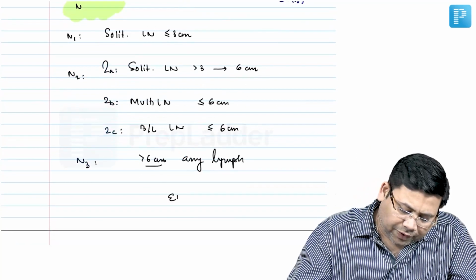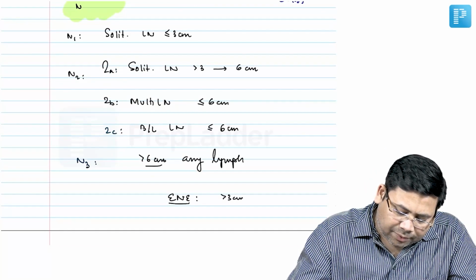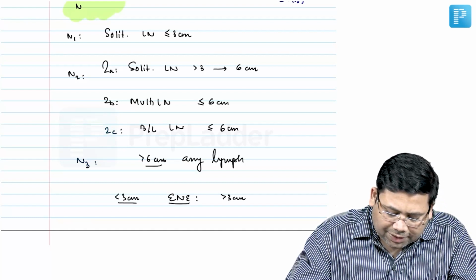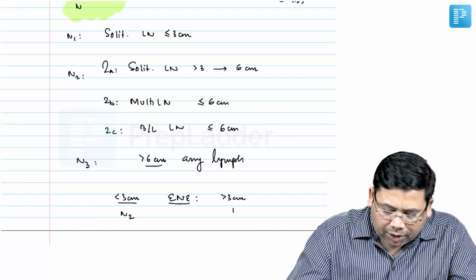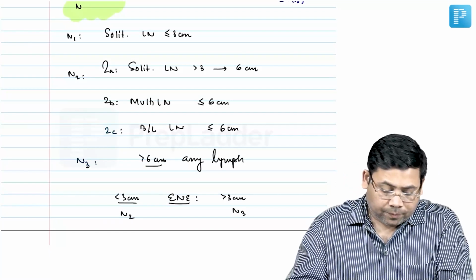Then there is a concept of extranodal extension also. Extranodal extension less than 3 centimeters is N2 and more than 3 centimeters is N3. Let us see this question.